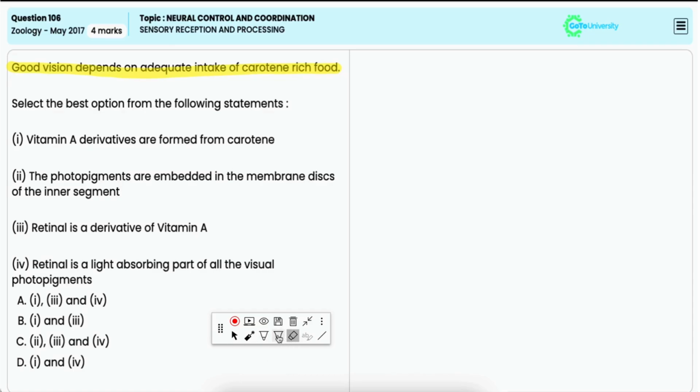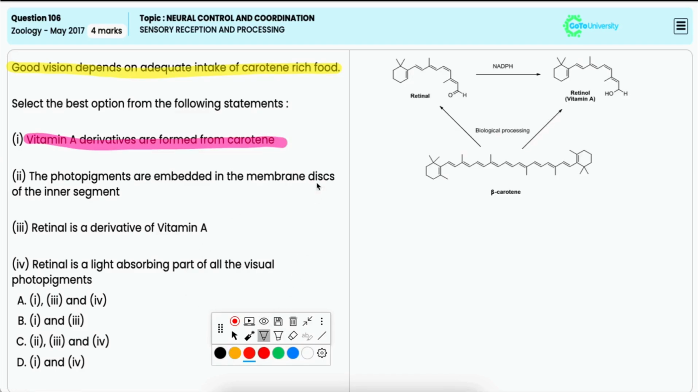Statement 1, vitamin A derivatives are formed from carotene. Now, this is true because carotene is a precursor of vitamin A, and beta carotene specifically is converted into retinal, which is a derivative of vitamin A in the body.